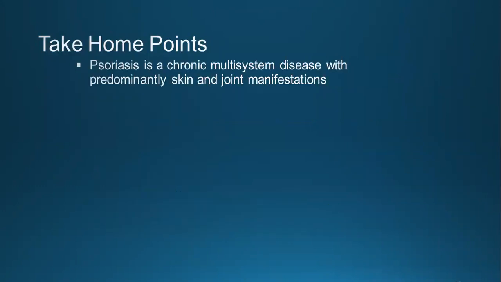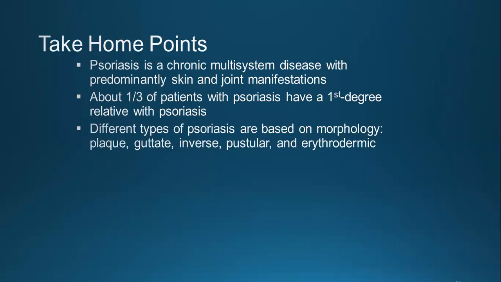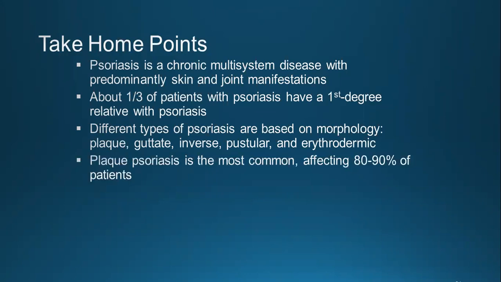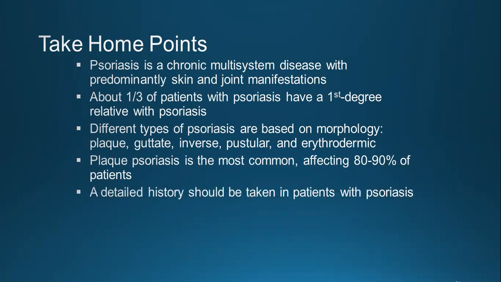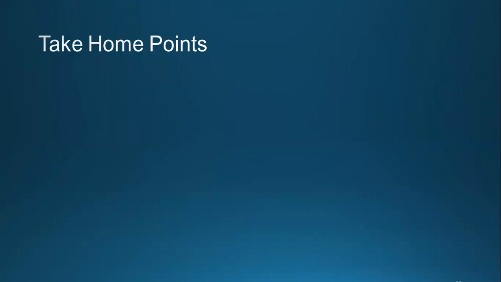So the take-home points are: psoriasis is a chronic multi-system disease with predominantly skin and joint manifestations. About one-third of patients with psoriasis have a first-degree relative with psoriasis. Different types of psoriasis are based on morphology: plaque, guttate, inverse, pustular, and erythrodermic. Plaque psoriasis is the most common type, affecting 80 to 90% of patients. A detailed history should be taken in patients with psoriasis. Plaque psoriasis is often diagnosed clinically. Nail disease is common in patients with psoriasis.